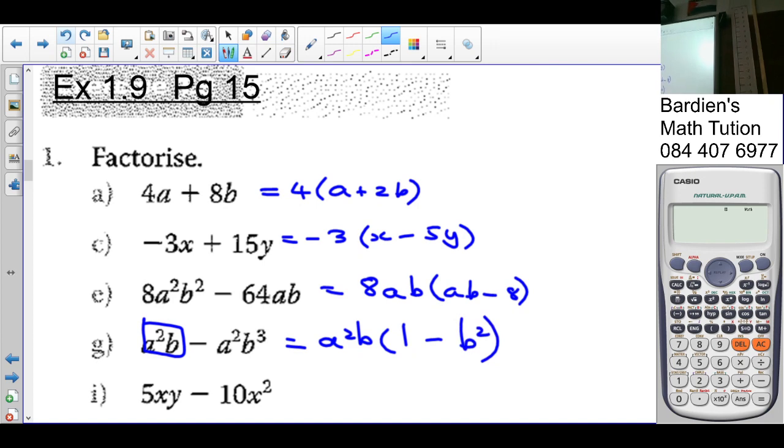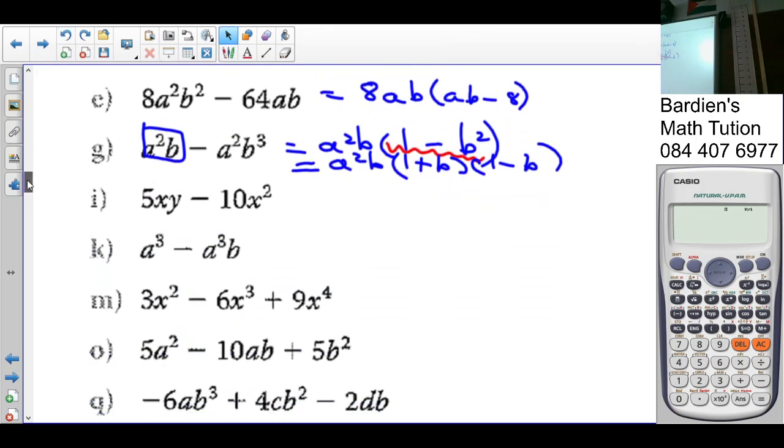Coming from grade 9, what do we remember? What can be done here? Difference of two squares, which is what in this case? So what will this be, people? 1 plus B, 1 minus B. Is there any confusion there? Okay. Who's finished with I? Okay. So I'll give you a couple of minutes to do the next 4.